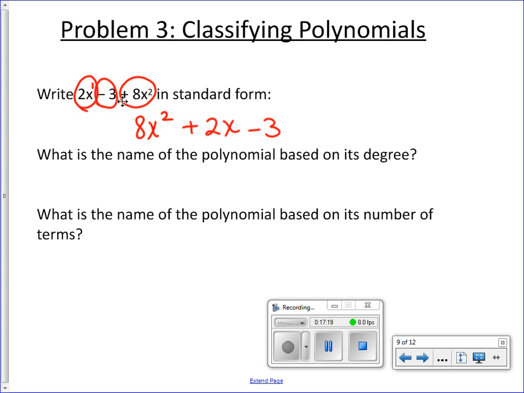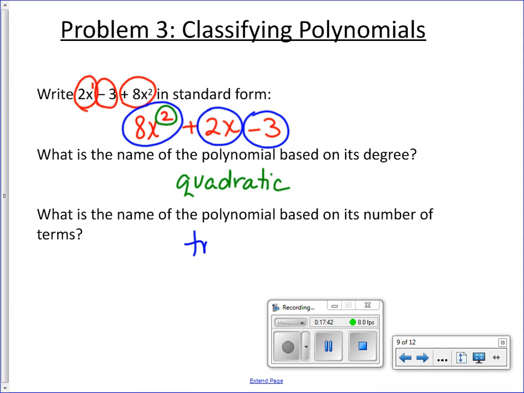Now, next question, what is the name of the polynomial based on its degree? Well, it has a degree of 2, so it is quadratic. And what is the name of the polynomial based on its number of terms? Well, notice we have one term, two terms, three terms, so it's a trinomial.